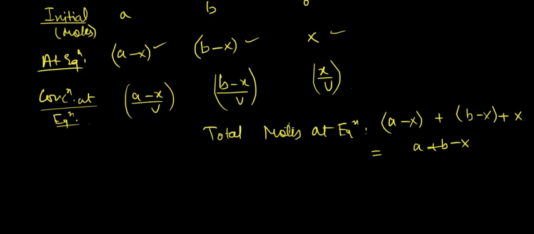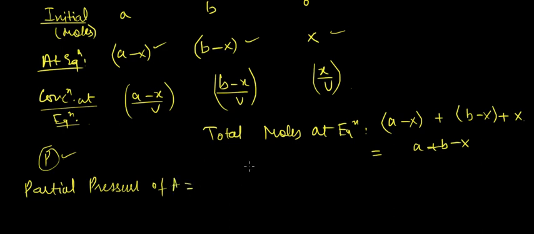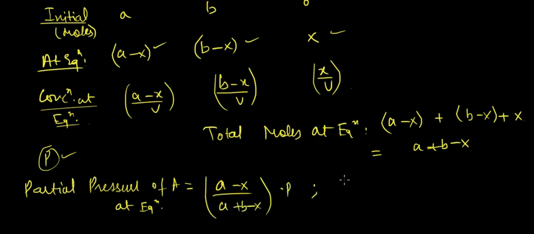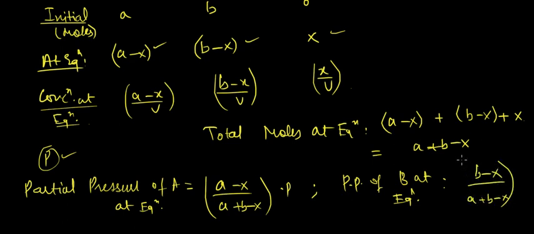Okay. So then what would be the partial pressure? Let's say P is the total pressure of all the gases at equilibrium. So partial pressure of gas A would be the mole fraction of A, that would be A minus X, divided by total moles of the compounds at equilibrium, which would be A plus B minus X, multiplied with total pressure. Similarly, partial pressure for B at equilibrium can be written as B minus X over A plus B minus X multiplied with P.